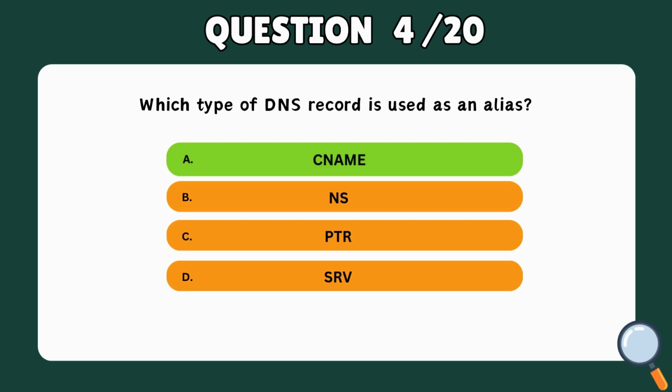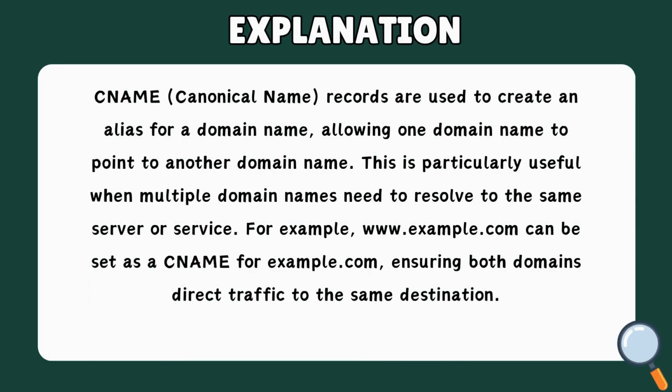Correct answer, A. CNAME. Canonical name records are used to create an alias for a domain name, allowing one domain name to point to another domain name. This is particularly useful when multiple domain names need to resolve to the same server or service. For example, www.example.com can be set as a CNAME for example.com, ensuring both domains direct traffic to the same destination.